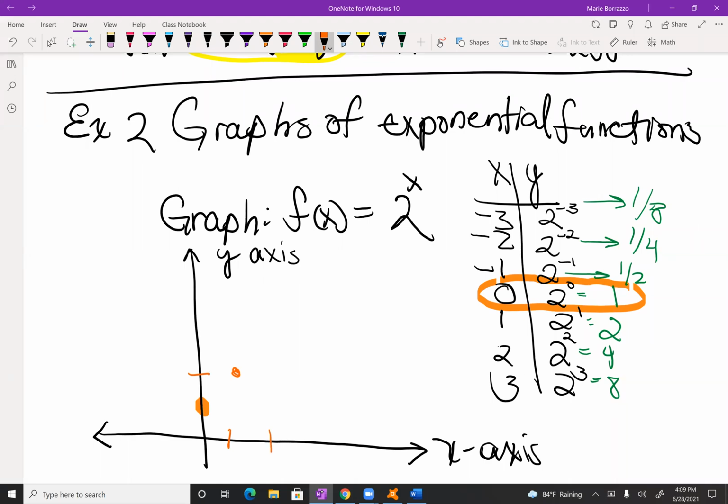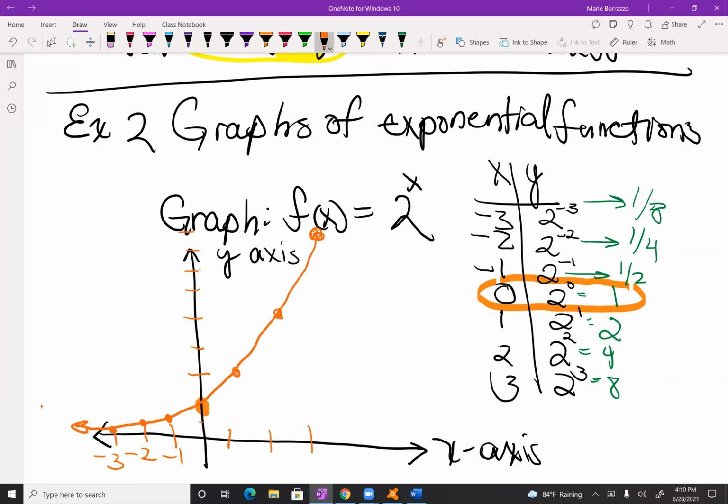When x is 2, y will become 4. When x is 3, y will become 8. It's probably up here somewhere. And now as we go to -1, I'm half of this. At -2, I'm even less. I'm at 1/4 of this. And at -3, or 2 to the -3, I'm down to 1/8. So I'm reducing by half each time practically.